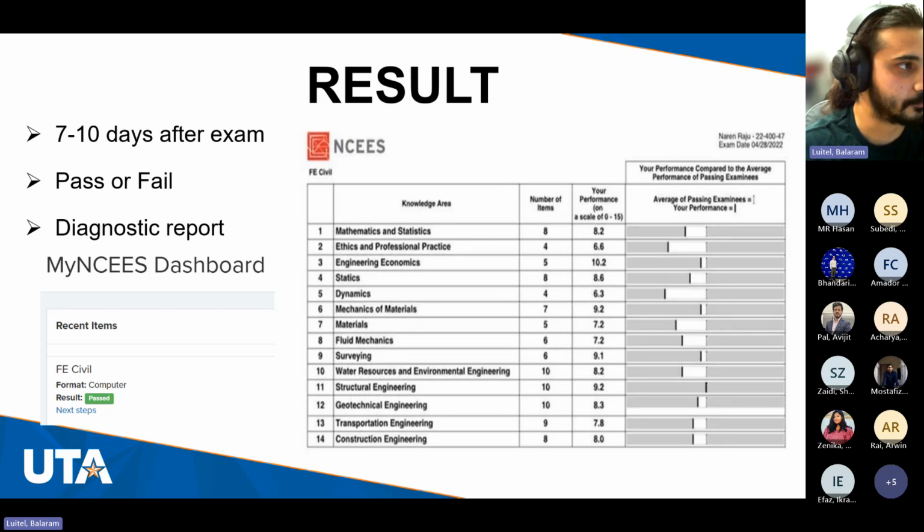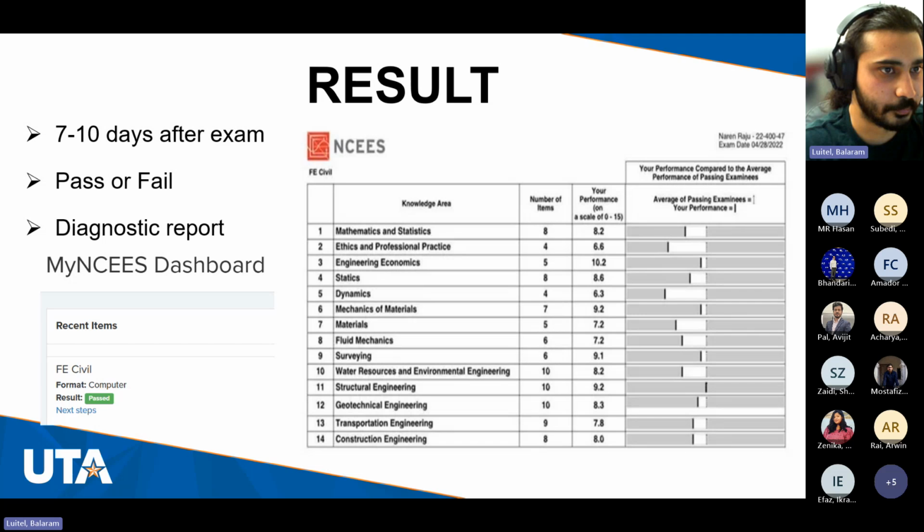After that, the result is 7 to 10 days after the exam. You'll get a notification on your email saying whether you passed it or you failed it. If you passed it, it will just show that you have passed the FE Civil exam. But if you failed it, NCEES will provide you a diagnostic report showing the comparison of your performance with the average performance of the test takers during that testing period.